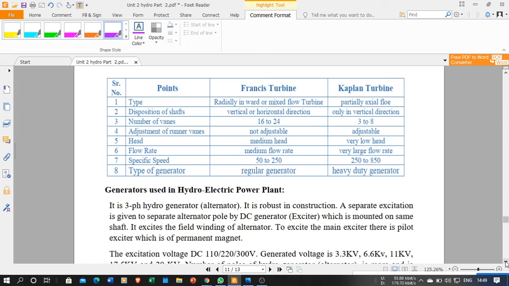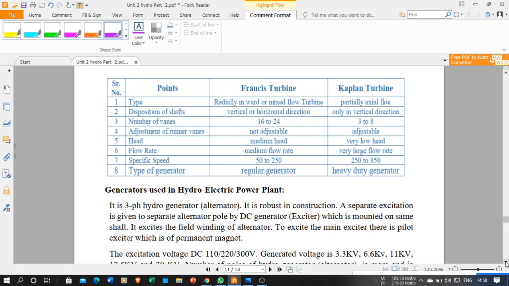Disposition of shaft: in the Francis turbine it can be vertical or horizontal. The Kaplan turbine is only vertical. Okay, the shaft position will be only vertical in Kaplan. In Francis it may be vertical or may be horizontal. Number of vanes: the Francis turbine has minimum 16 and maximum 24 vanes for guiding the water. And in case of the Kaplan turbine I have only 3 to 8 vanes.